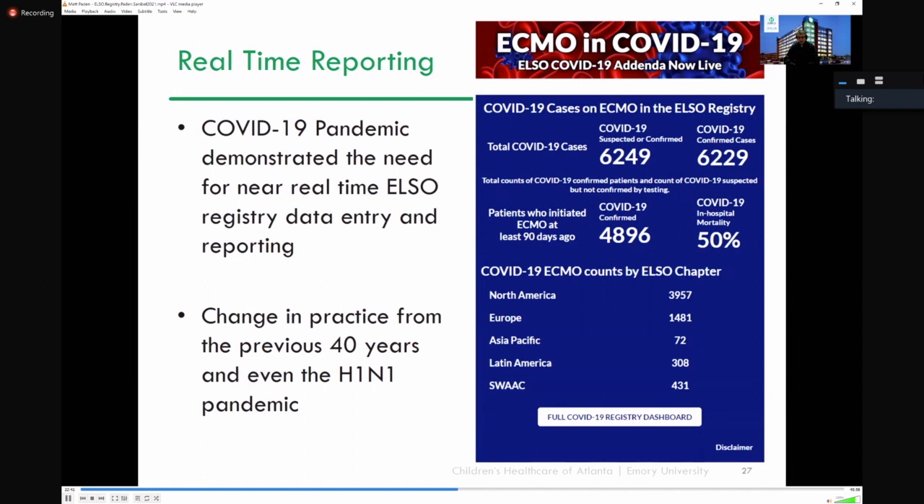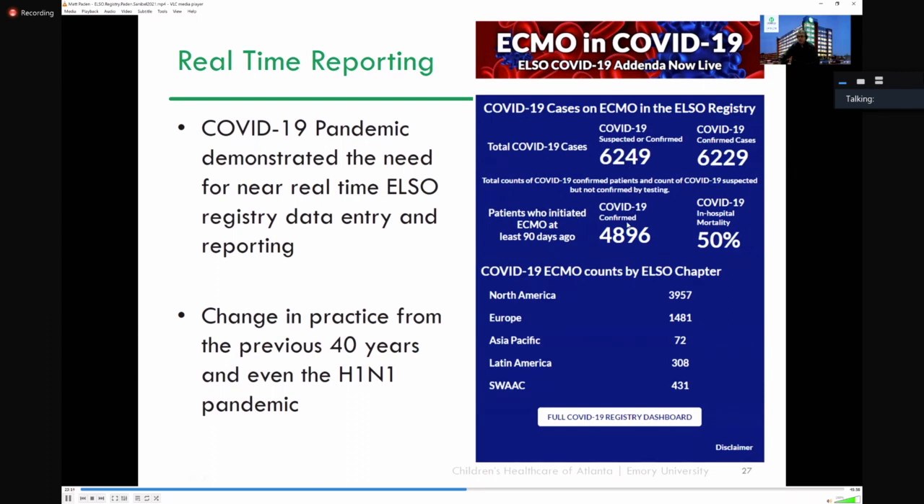Now, what most of us have been dealing with for the last year is COVID, right? This pandemic really demonstrated the need for near real-time data entry to the registry as well as data reporting. This was a huge change in practice from the previous 40 years, and even from the H1N1 pandemic. During the H1N1 pandemic, we were still filling out very brief forms and emailing those to Peter. We needed to be able to do something more than this.